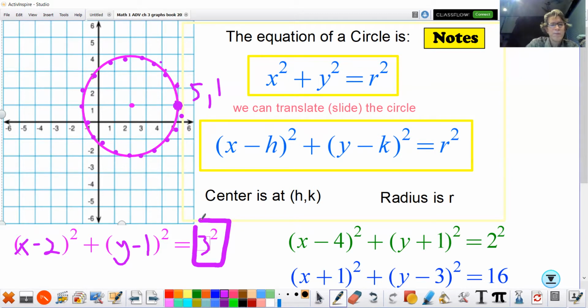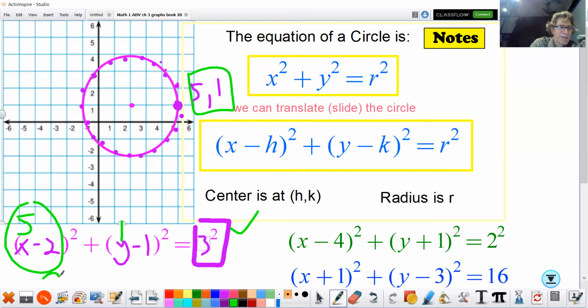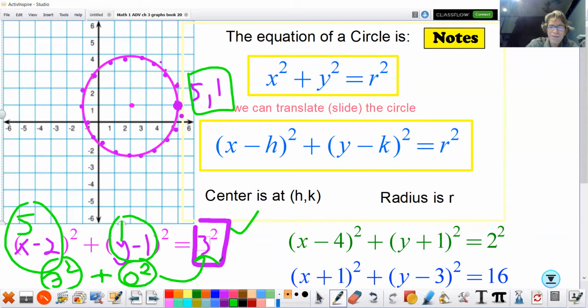And if you're like, what? It still seems backwards to me. Okay, let's plug in 5, 1. Plug this point in and see if it makes 9. Let's put a 5 here and a 1 there. If you think it's backwards, let's see what happens. 5 minus 2, that's 3. 3 squared. Plus 1 minus 1, 0 squared. 3 squared plus 0 squared is 3 squared. It works. Every single dot on this circle is going to add up to 9.